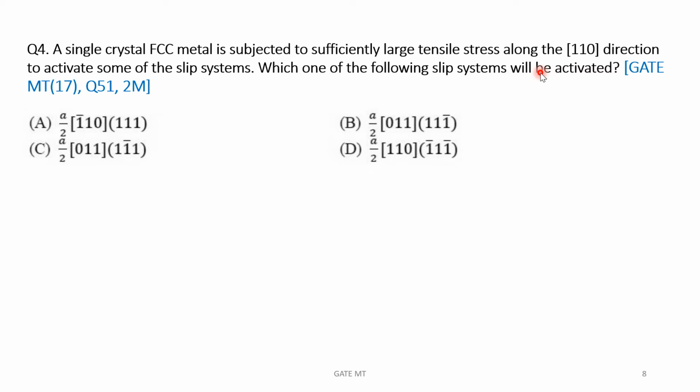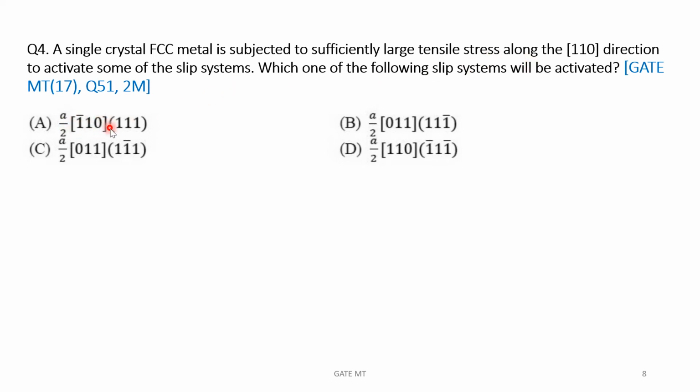A single crystal FCC metal is subjected to sufficiently large tensile stress along the 110 direction to activate some of the slip systems. So there is a single crystal, and we are pulling it in one particular direction. The direction of pulling is given, that is, the 110 direction. And a set of slip systems are also given to us, that is, a direction and the particular plane along which slip happens. We have to answer which one of the following slip systems will be activated. So when we are pulling the material, where will the dislocation start moving? That is what we have to find out.